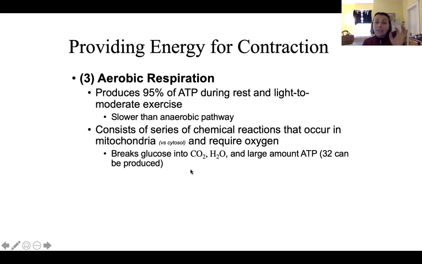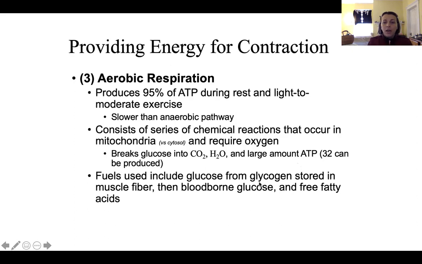It does break down glucose, and you get about 32 molecules of ATP produced. So we have glucose, liver, we have glycogen actually stored in our muscle fibers, and then we have bloodborne glucose and free fatty acids. Okay, so this is all the places where we have glucose and glycogen. Free fatty acids is going to be where we get the big bulk of our energy.